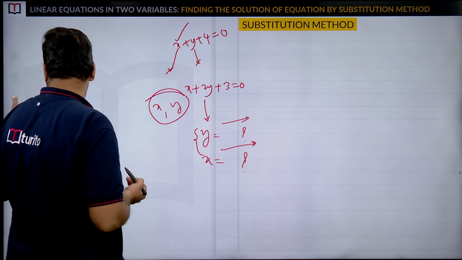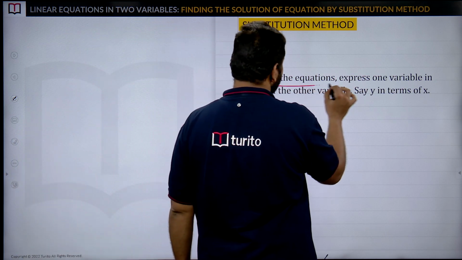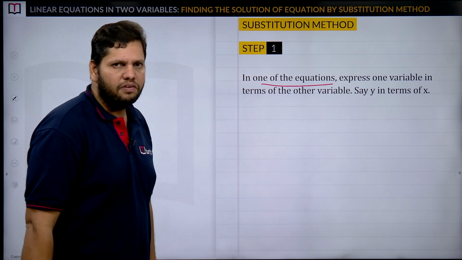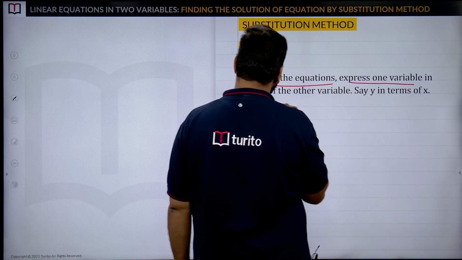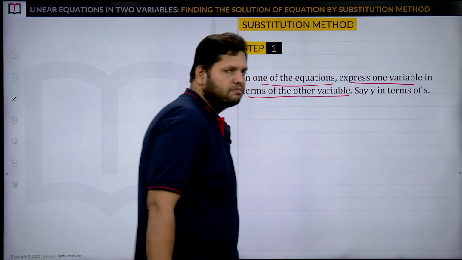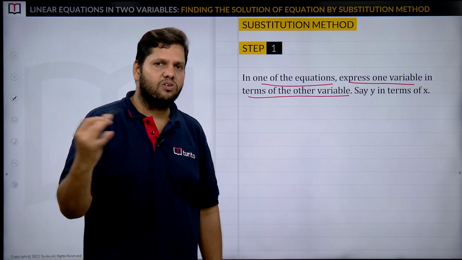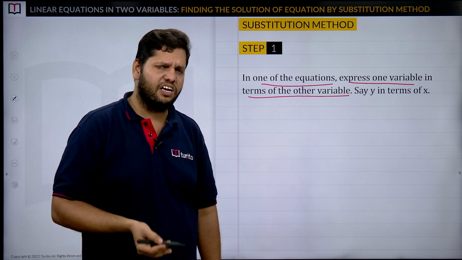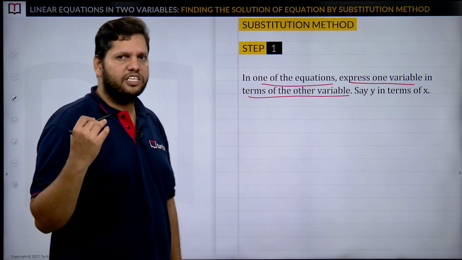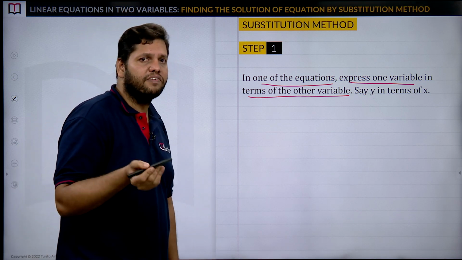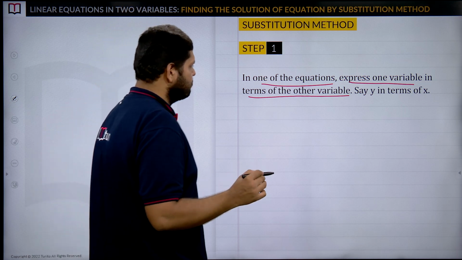Okay, children, let me write all the steps one by one, how we are solving this. Step number 1. A pair of equations means we have two equations. In one of the equations, express one variable in terms of the other variable. That means you can write x is equal to something in y, or you can write y is equal to something in terms of x. Anything, children, it's up to you. That is the first point.